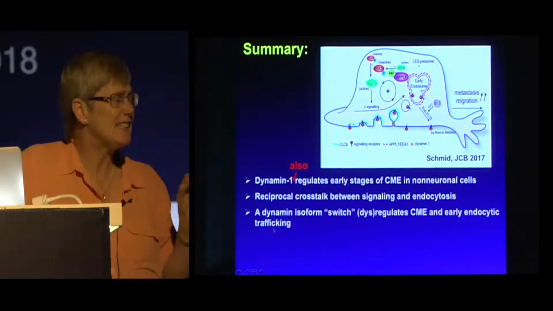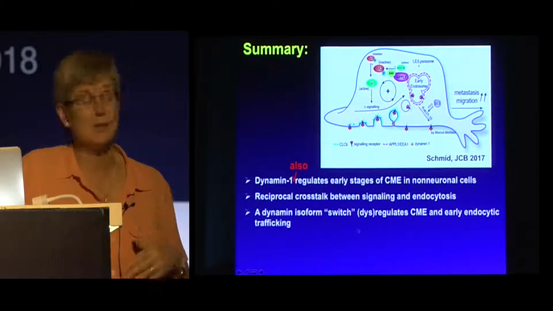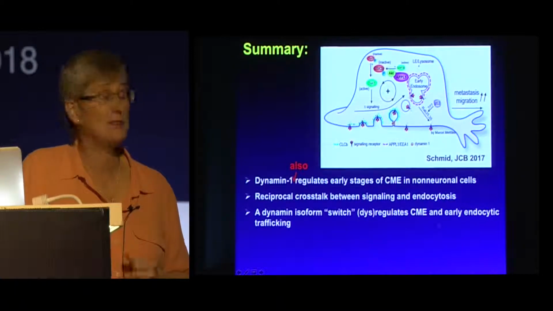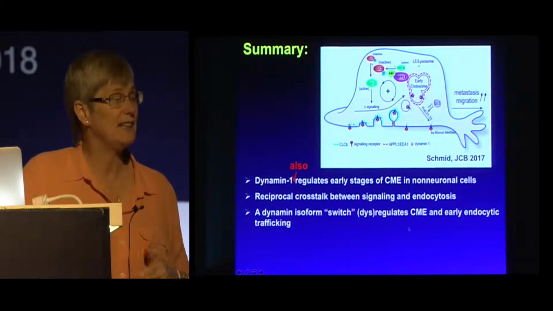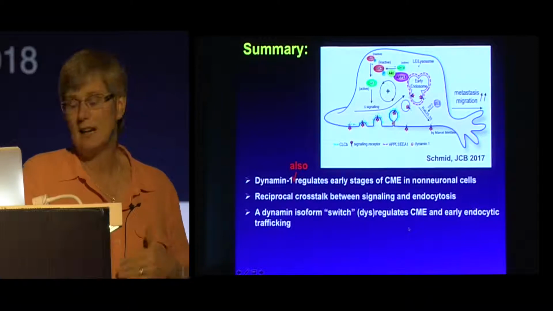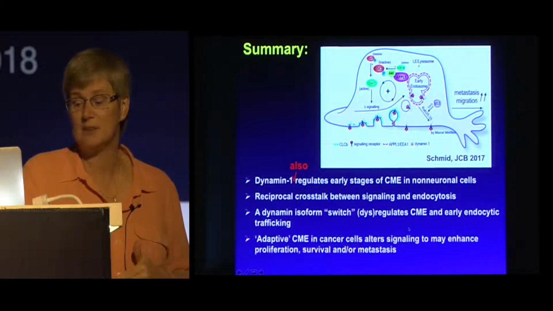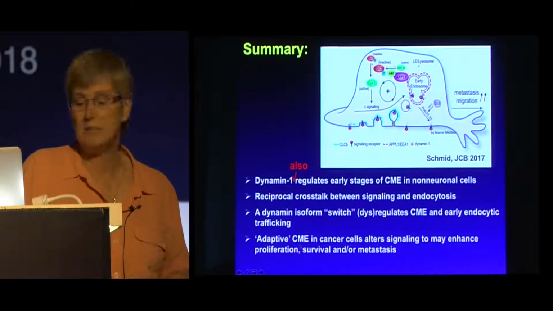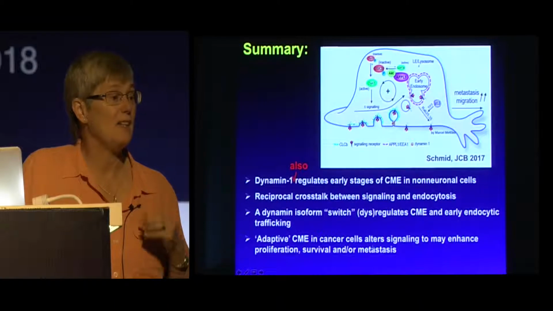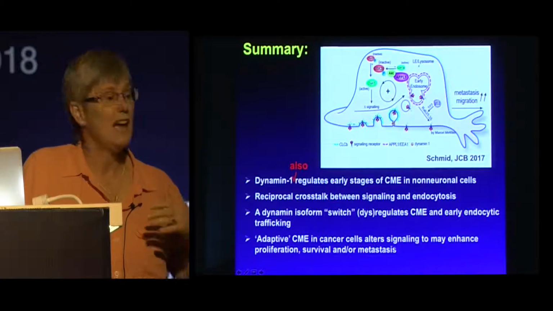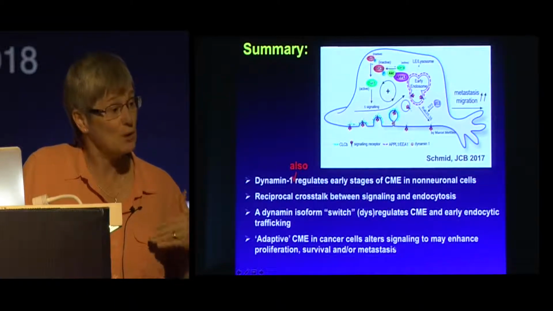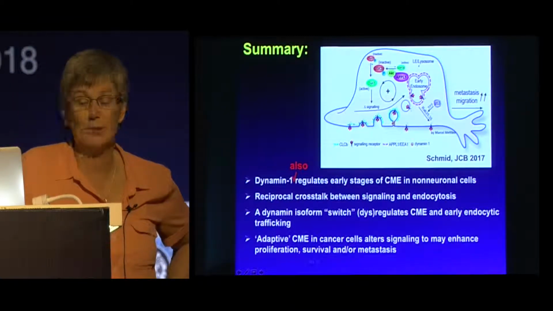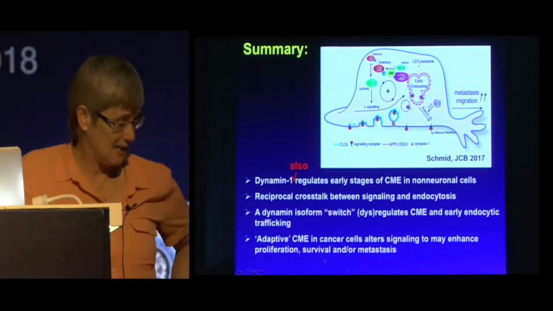So this dynamin isoform switch that occurs in some lung cancer cells can dysregulate endocytosis and these early stages of endocytic trafficking to the benefit of altering the signaling properties of these cancer cells. And I like to think of this as adaptive clathrin-mediated endocytosis that functions as cancer cells undergo their own evolution to alter signaling, enhance proliferation, survival, and metastasis.